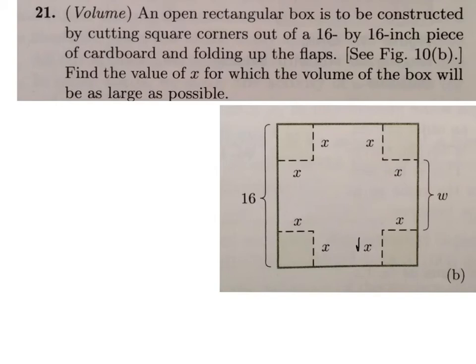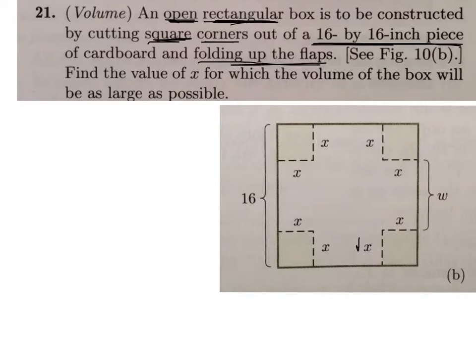Okay, in this video we're going to do section 2.6, optimization, and this is problem number 21 on page 197. So to read it, it says, an open rectangular box. So open is important, it has no lid on it. It's a rectangle, so I know the area is length times width, and it's going to be constructed by cutting square corners, okay, square is important, out of a 16 by 16 inch piece of cardboard, and folding up the flaps. And here's the picture below.